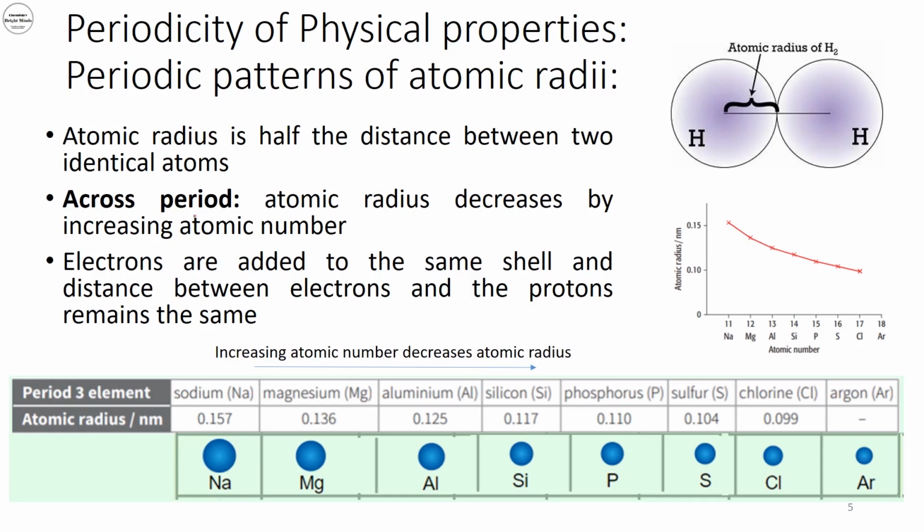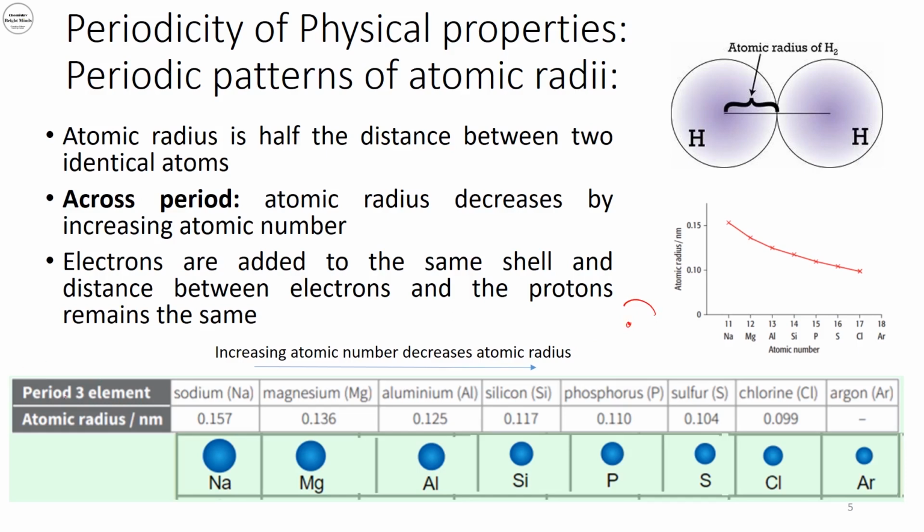Now the trend across the period is that you are increasing the atomic number, but you are decreasing the atomic radius. You could see here the atomic radius just decreases. This is because you are increasing the number of electrons and protons, while the distance remains the same between the nucleus and the shell.